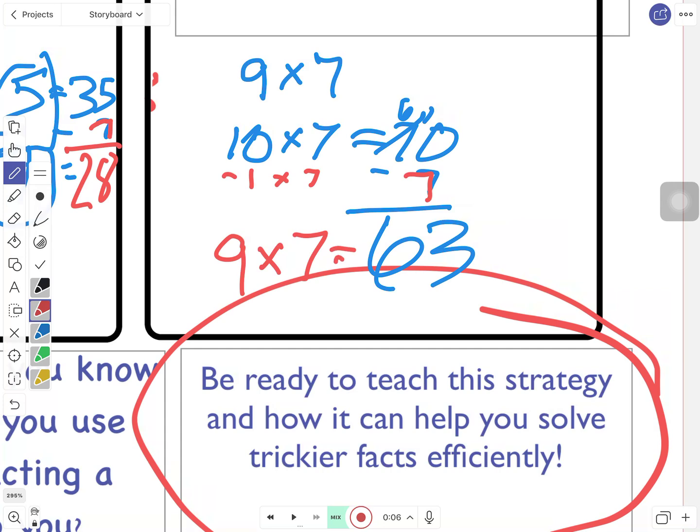So you can use helper facts to solve unknown ones or trickier ones by just subtracting a group. Be ready to teach this strategy and how it can help you to solve trickier facts efficiently. Make sure that your paper is filled out so that you can use it to teach and help your partner fill it out. You may stop the video and discuss until Mrs. Leeson gives you further directions.